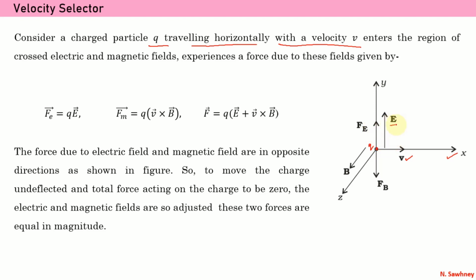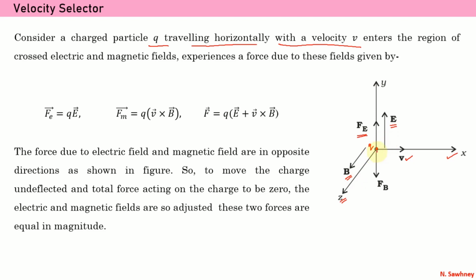This electric field is along the y direction and the magnetic field is along the z direction. As the particle is moving in x direction, it is experiencing a force due to the presence of electric field. This force will be along the direction of the electric field only. And as the particle is moving along the x direction and the magnetic field is along the z direction, the particle will experience force due to this magnetic field also.